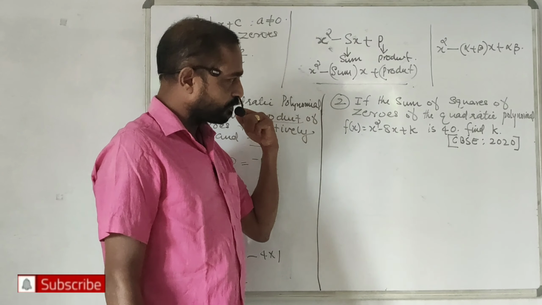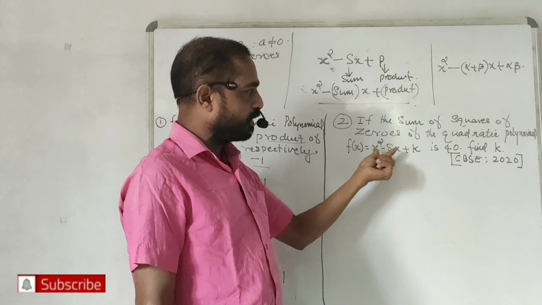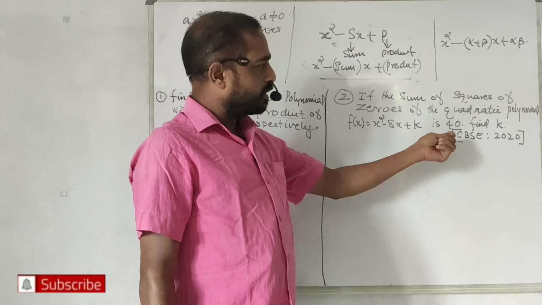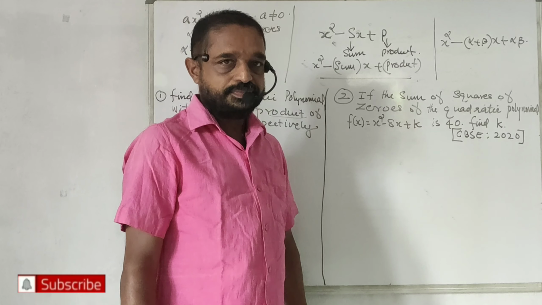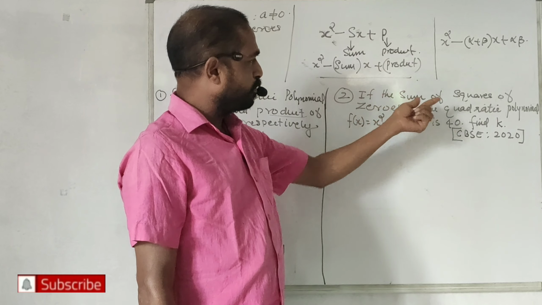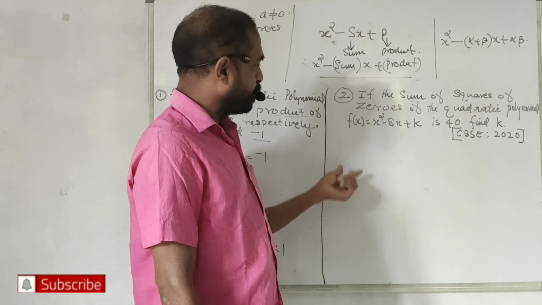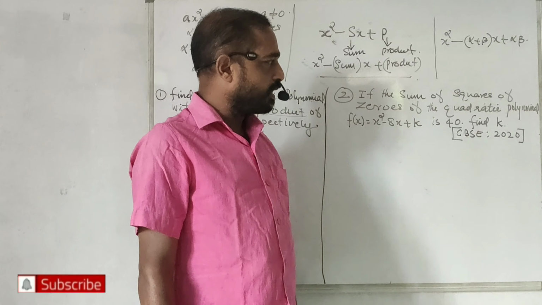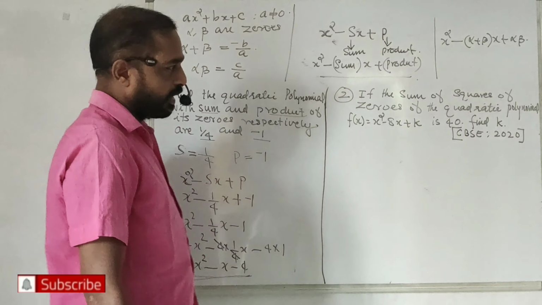See, now let us move to the second problem. This problem is taken from the latest examination paper, that is CBSE 2020. If the sum of the squares of the zeros of the quadratic polynomial f of x is equal to x square minus 8x plus k is equal to 40, find k.